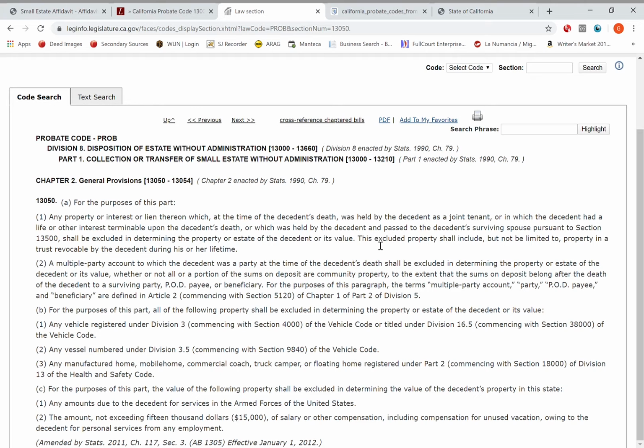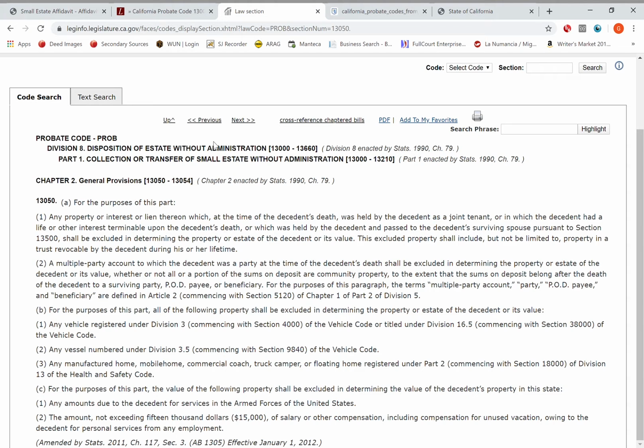If they have a pay on death beneficiary or payee or something like that on an account, that account's not going to be included in the probate or in the number for the small estate affidavit. We're not going to include vehicles or boats. We're not going to include manufactured homes, mobile homes, commercial coaches, truck campers, or floating homes. We're also not going to include amounts due for services in the armed forces of the United States, or if money was owed up to $15,000 of salary or other compensation to the decedent, we don't include that either.